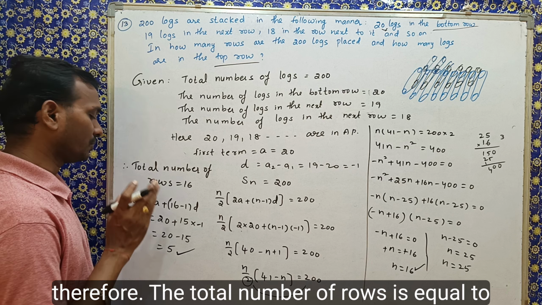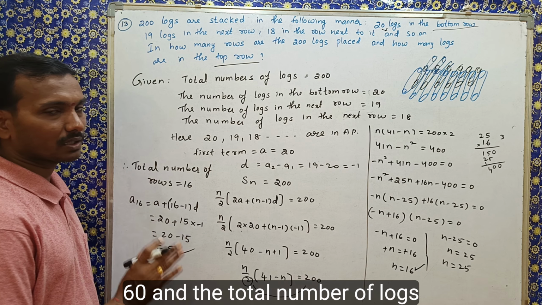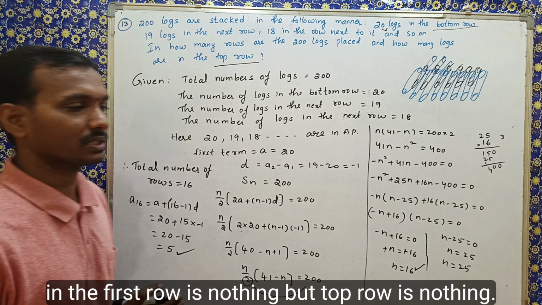Therefore, the total number of rows is equal to 16. And the total number of logs in the first row, that is nothing but top row, is nothing but 5.